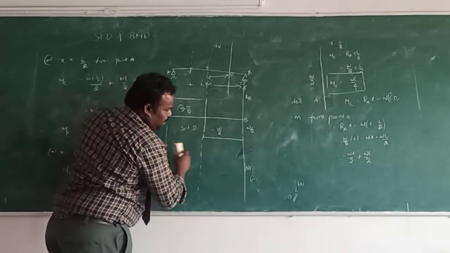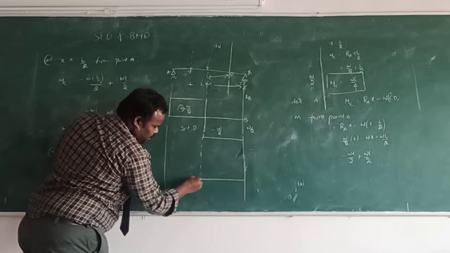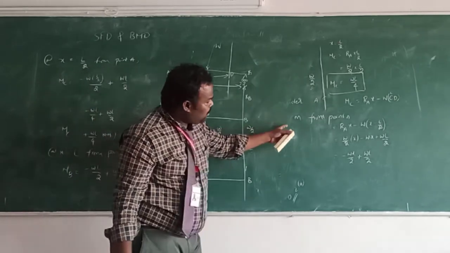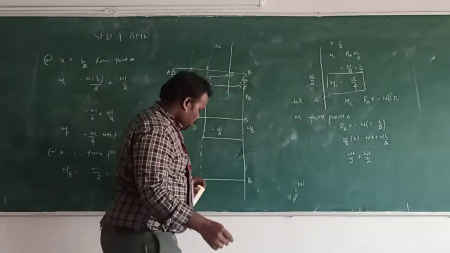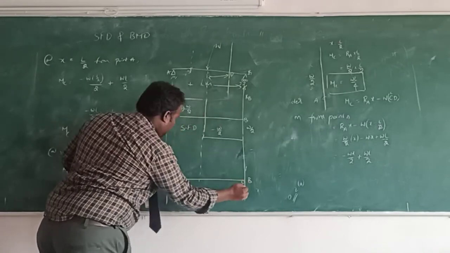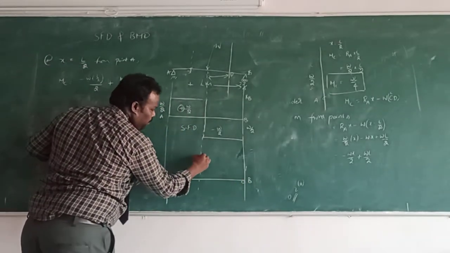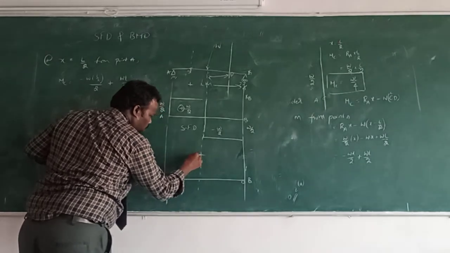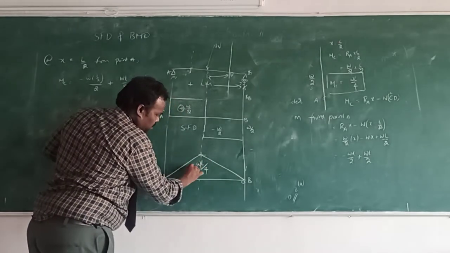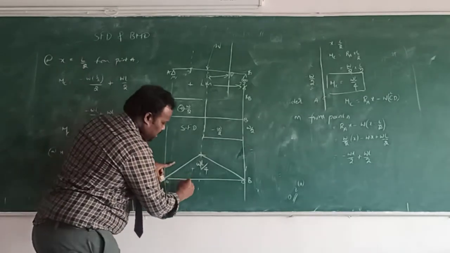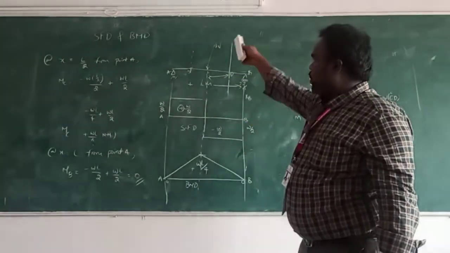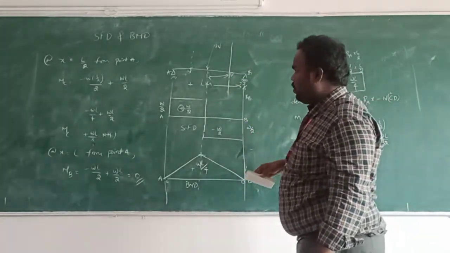Next one, the bending moment diagram. Taking the line A, B. At point A, the moment is 0. At point B, the moment is 0. At point C, the moment is WL by 4. So here WL by 4. It is the bending moment diagram. Next one, for the analysis, taking an example.